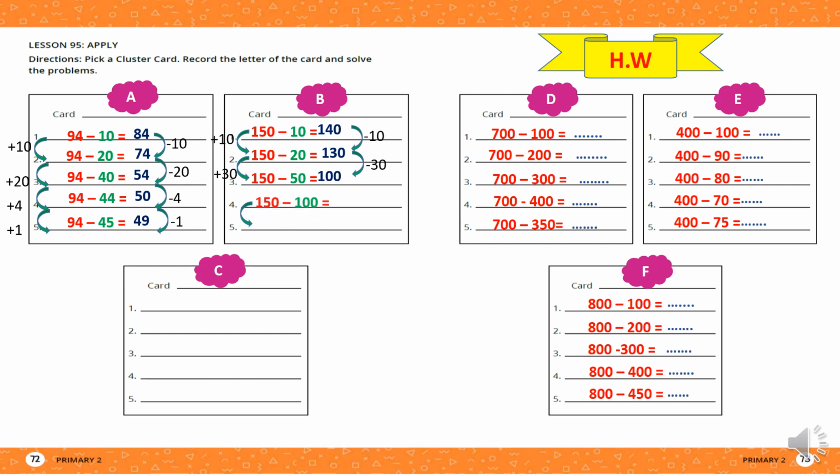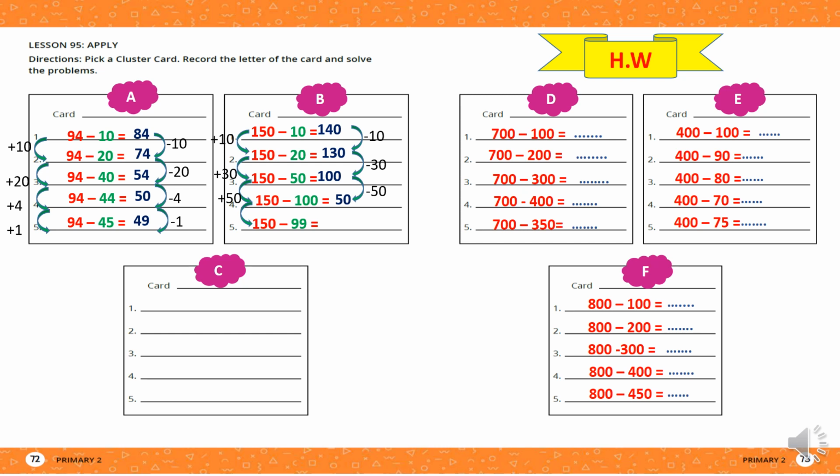Equation number 4. 150 minus 100. Look here carefully. What happened? 50 becomes 100. It increased. What happened? We added 50. 50 plus 50 equals 100. So we must subtract 50 from the other side. 100 minus 50 equals what? 100 minus 50 equals 250.